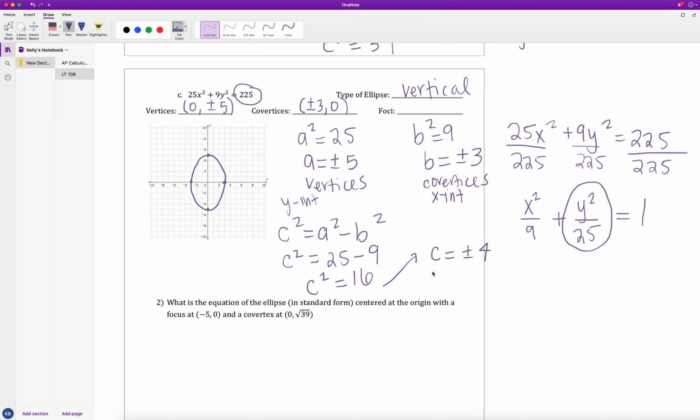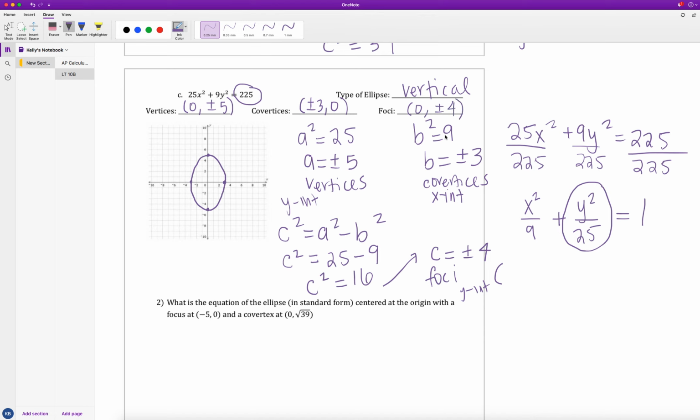These are my foci, and what that tells me then is that because my vertices are y-intercepts, because this is a vertical ellipse, the vertices and the foci are both going to be y-intercepts. So I'll write these up here, and they're going to be at 0, plus or minus 4.